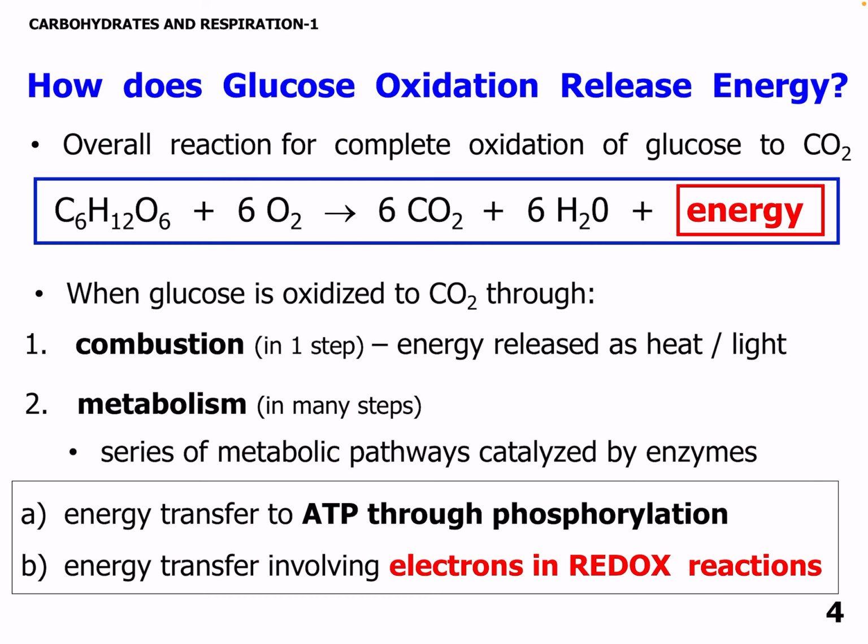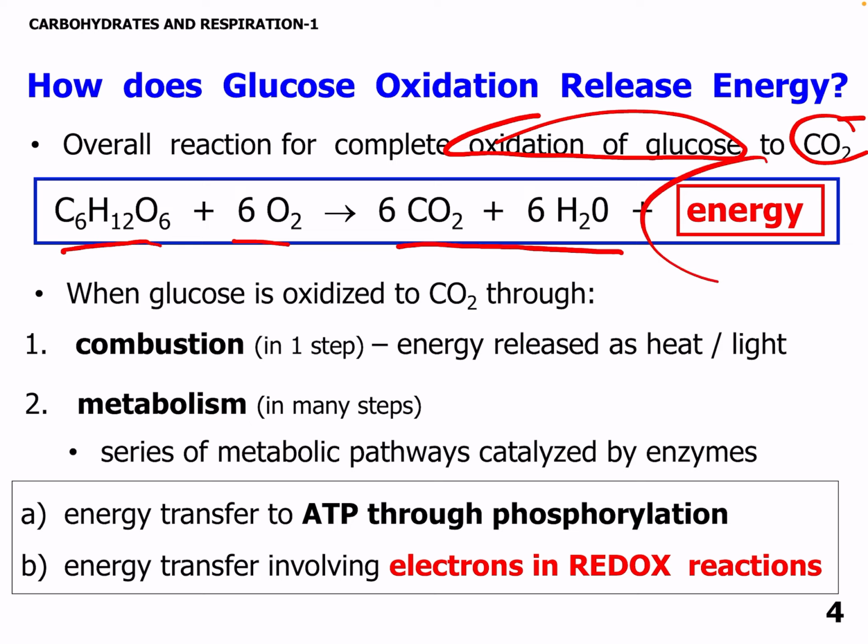So how does glucose oxidation release energy? So here's the overall reaction of the oxidation of glucose to CO2. So we have our glucose here, 6 oxygens, and then again, here's our output, our waste products, and then we have energy.